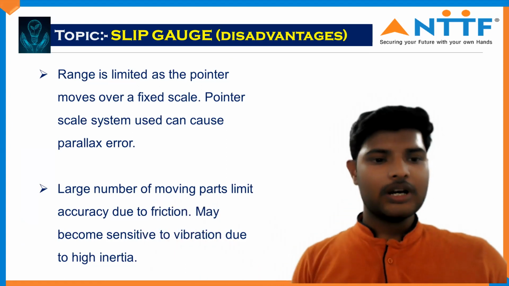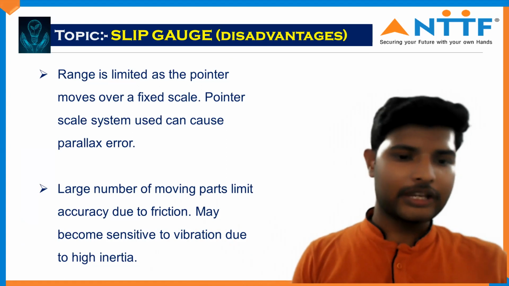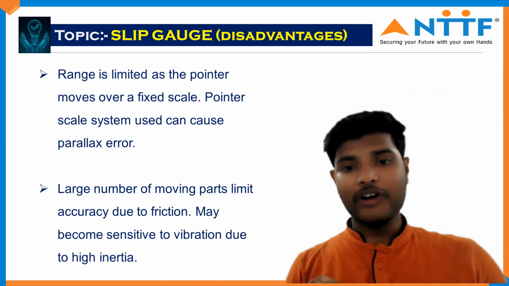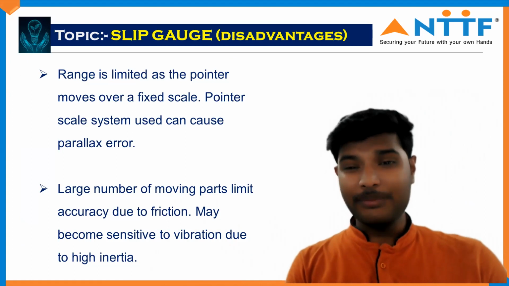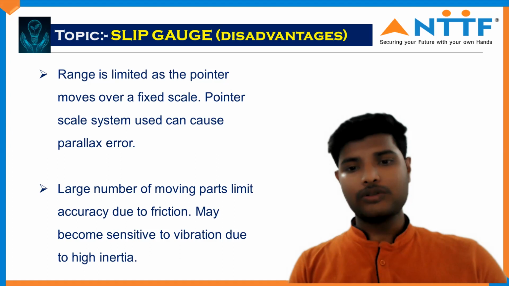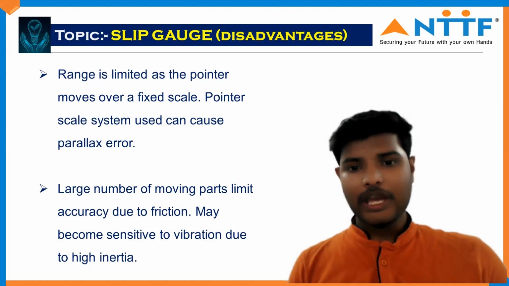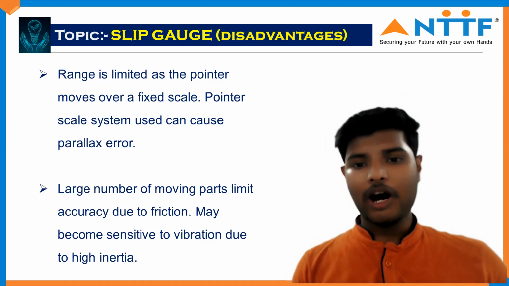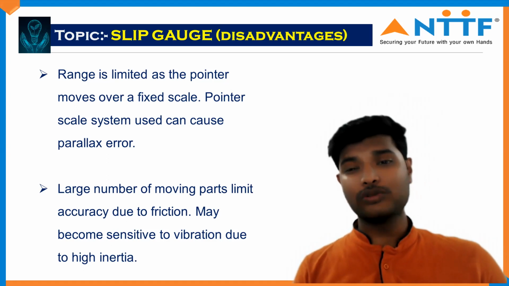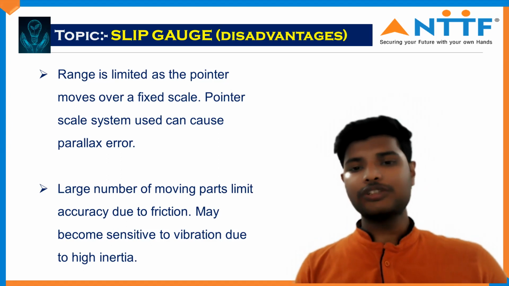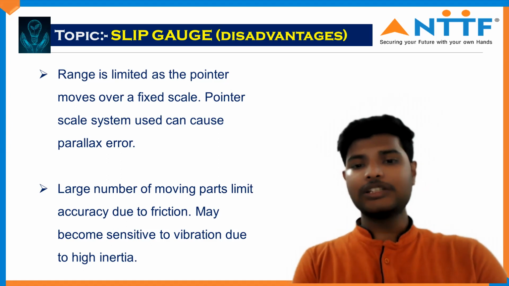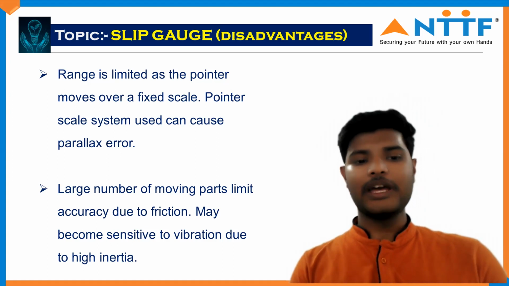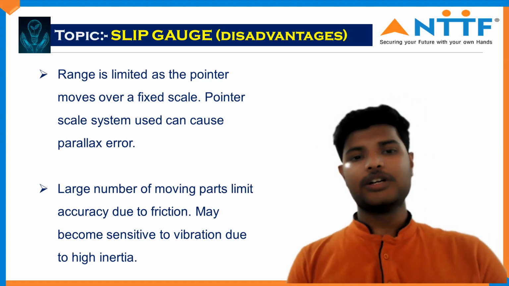A large number of movements is limited accurately due to friction, which becomes sensitive to vibration. This is one of the main points. Due to the vibration of the machining and so on, this could result in frictional error. Every instrument has this negative point. Why? Because we don't know how the feed and depth are given according to the workpiece. So this could create more friction, and it could wear out due to the vibration and sensitivity of the higher inertia.